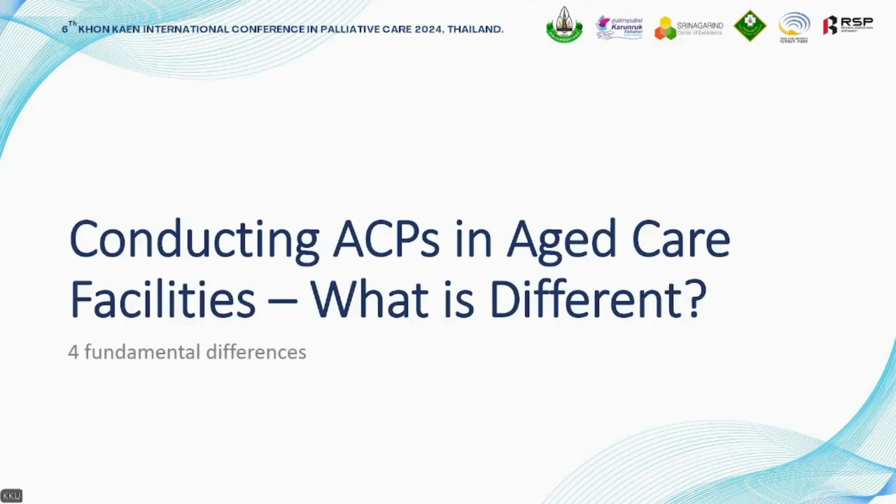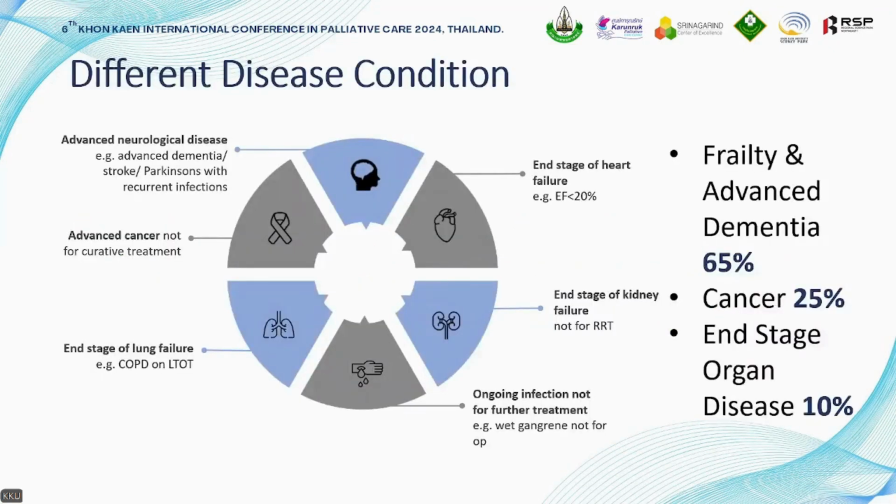So let's talk about conducting advanced care planning in the nursing home setting. What is different between doing an advanced care plan in the aged care facility and in the hospital? The first thing that I think we need to recognize is that patients in aged care facilities have a different disease spectrum compared to that in the hospital. The pie chart here shows the conditions that are enrolled into my program in Tock Seng Hospital, and we take on residents in aged care facilities with either advanced cancer who are not on treatment, who have end-stage organ disease, or have advanced frailty and dementia with recurrent admission.